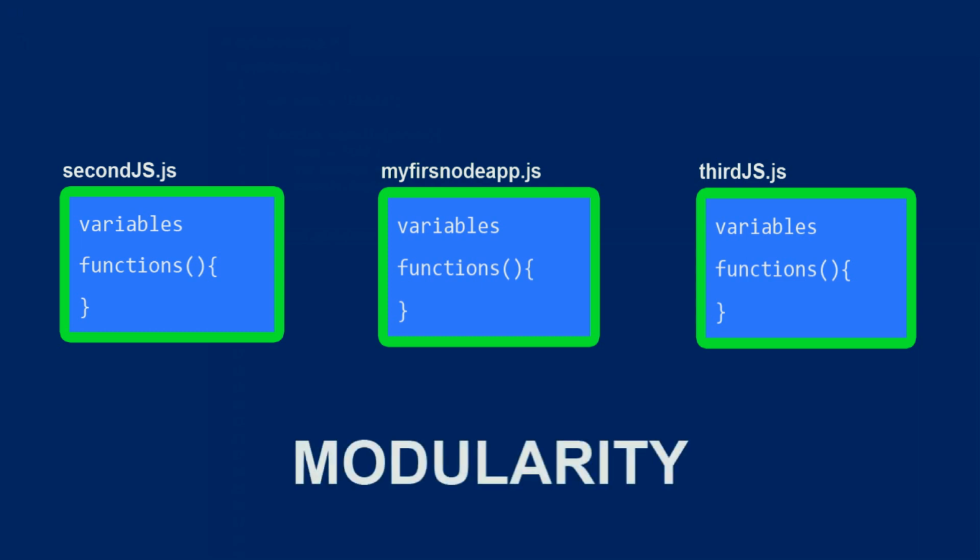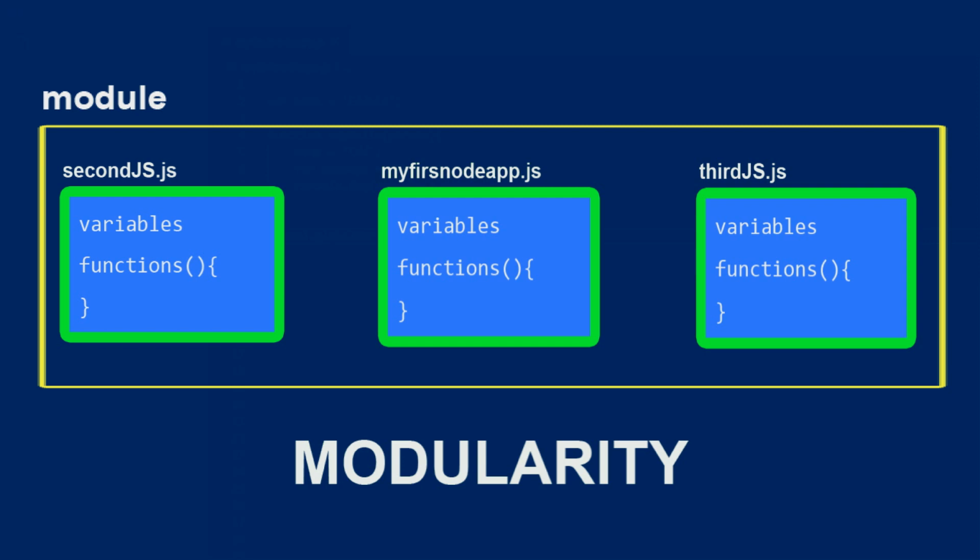This is called modularity. In NodeJS, we have a concept called modules. So yung mga JavaScript file na meron tayo sa application, it is considered a module. And it can be reused anywhere sa application natin. And every application will have its main module. On our case, ito yung my first node app.js. It will serve as an entry point to our program.